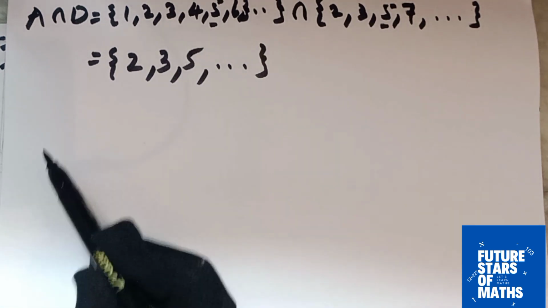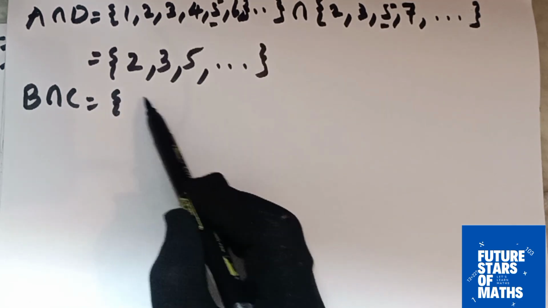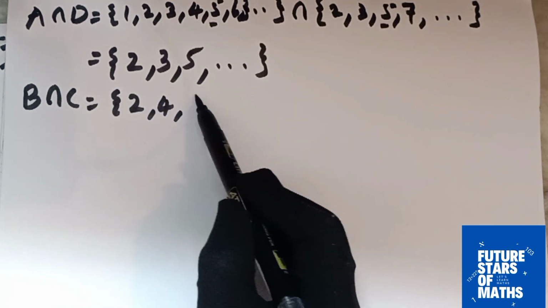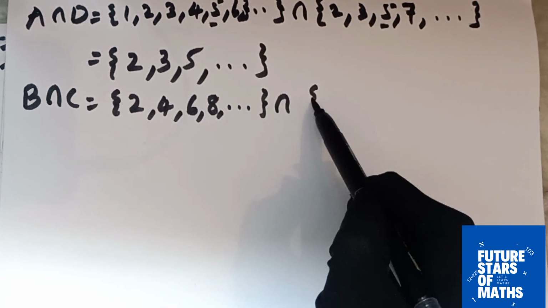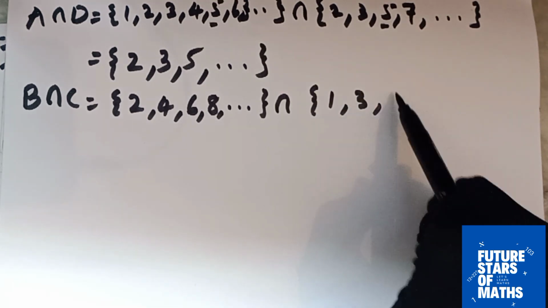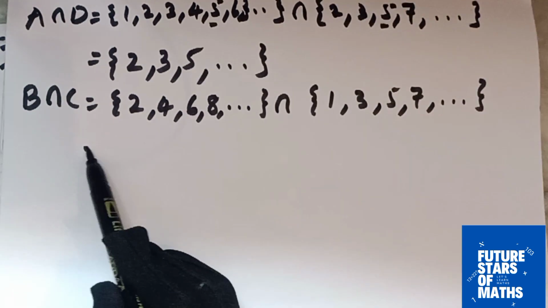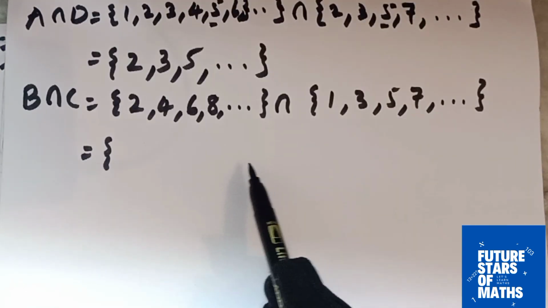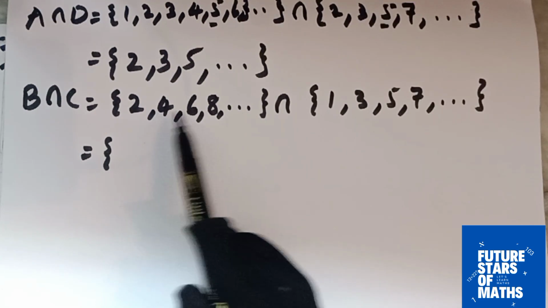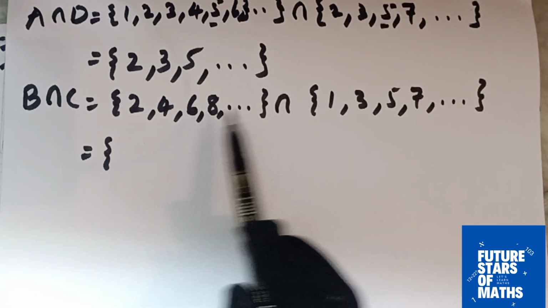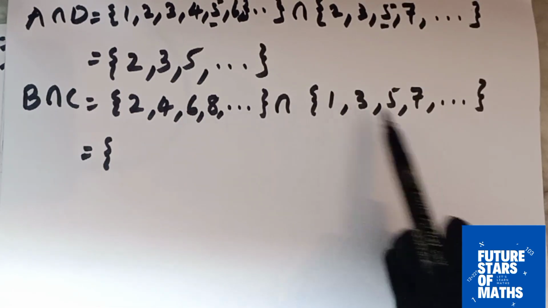Okay. Now the next bit is B intersection C. So what is B? 2, 4, 6, 8, and so on. Intersection C. C is 1, 3, 5, 7, and so on. So again we'll check the common elements. Here we have 2, here we don't have 2. Here we have 4, here we don't have 4. Here we have 6, we don't have 6 here. 8, we don't have 8 here. So no element is common.